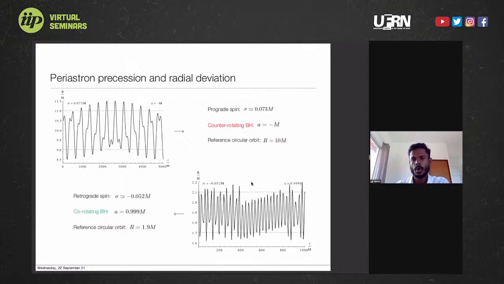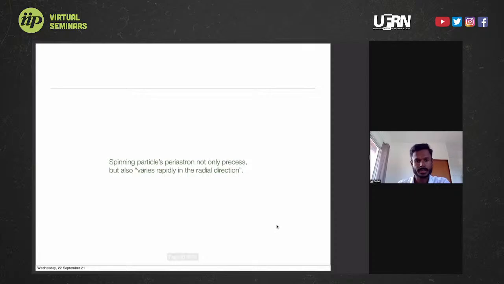Whereas in the case of compact objects like black holes or neutron stars, which spin very rapidly, that spin effect creates this radial deviation. And that's the reason we get this effect in the compact objects. So this is one interesting result.